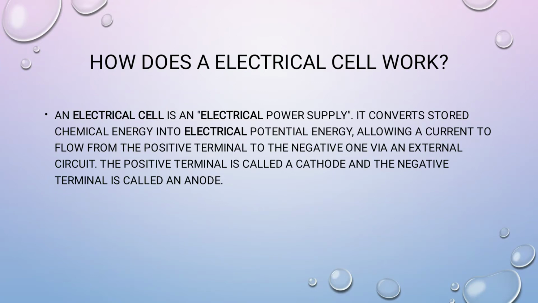So how does an electric cell work? In an electric cell, it converts stored chemical energy into electrical potential energy, allowing a current to flow from the positive terminal to the negative via an external circuit. The positive terminal is called cathode and the negative one is called anode.